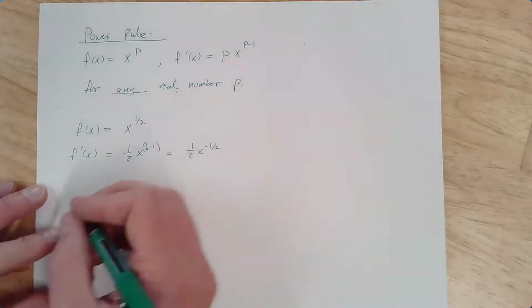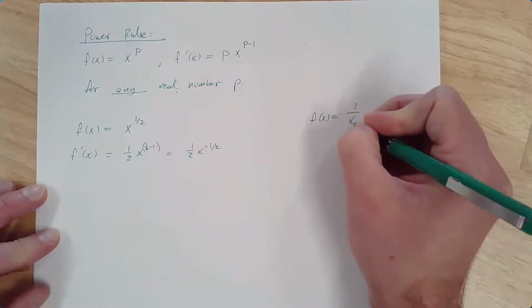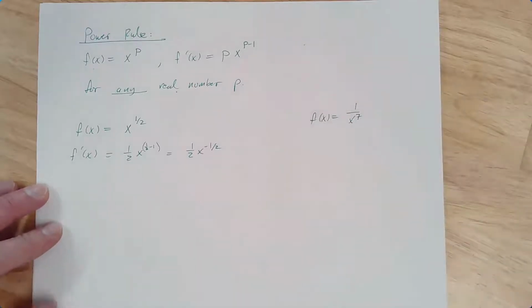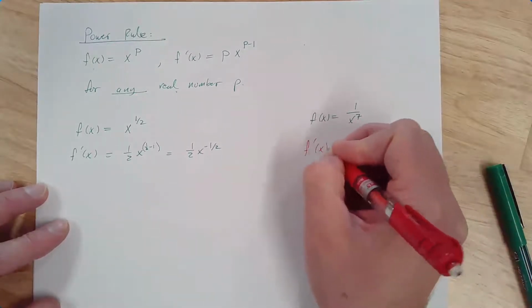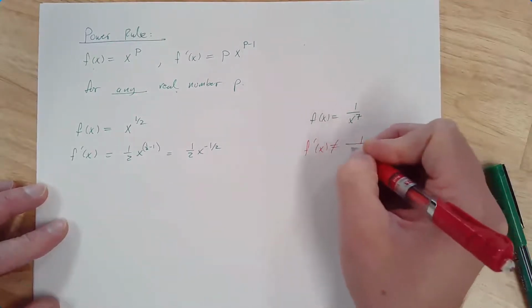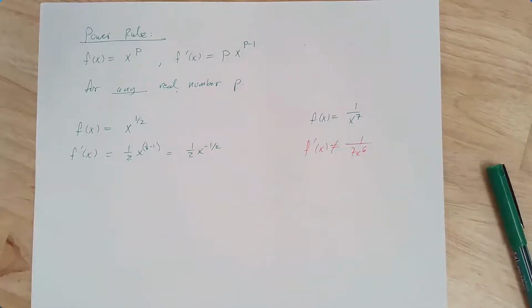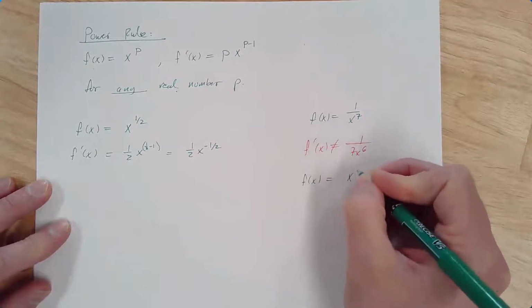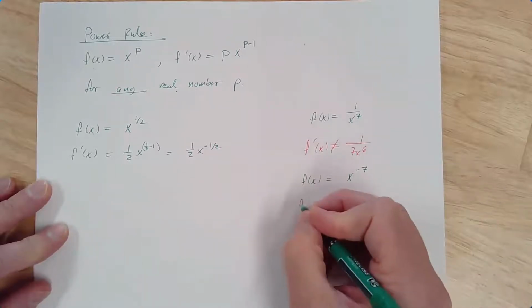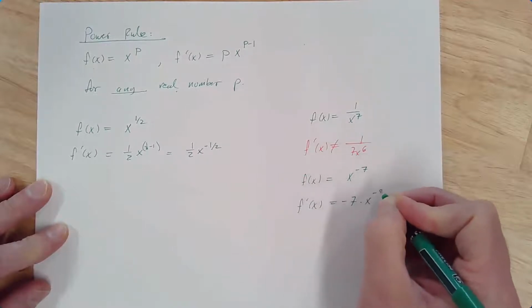Or for something like f of x equal to 1 over x to the 7th, before I take the derivative, I should point out the derivative is not 1 over 7x to the 6. We can only use the power rule if we have just x to a power and nothing else going on. So I would rewrite 1 over x to the 7th as x to the -7th, and then the derivative of that is going to be -7 times x to the -8th.